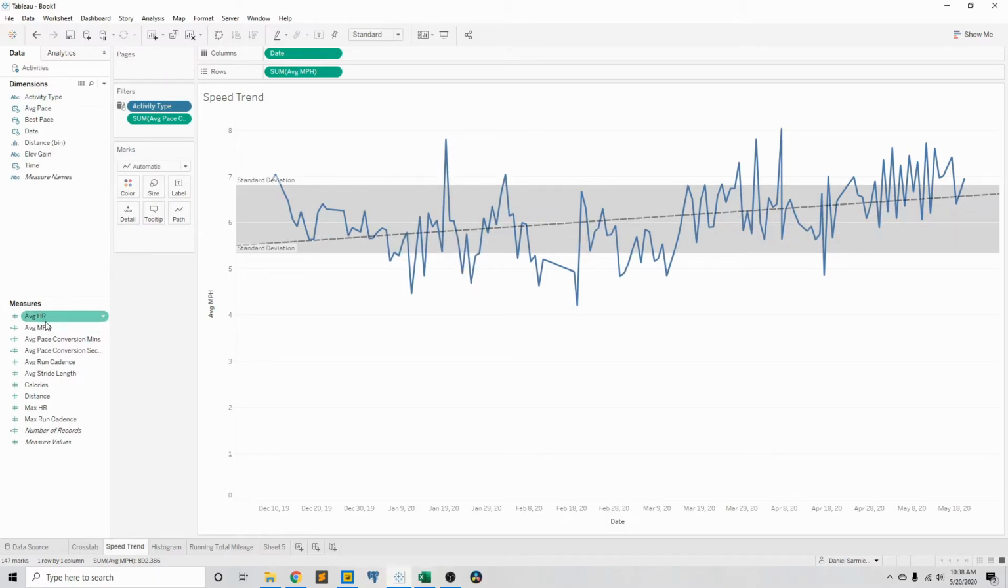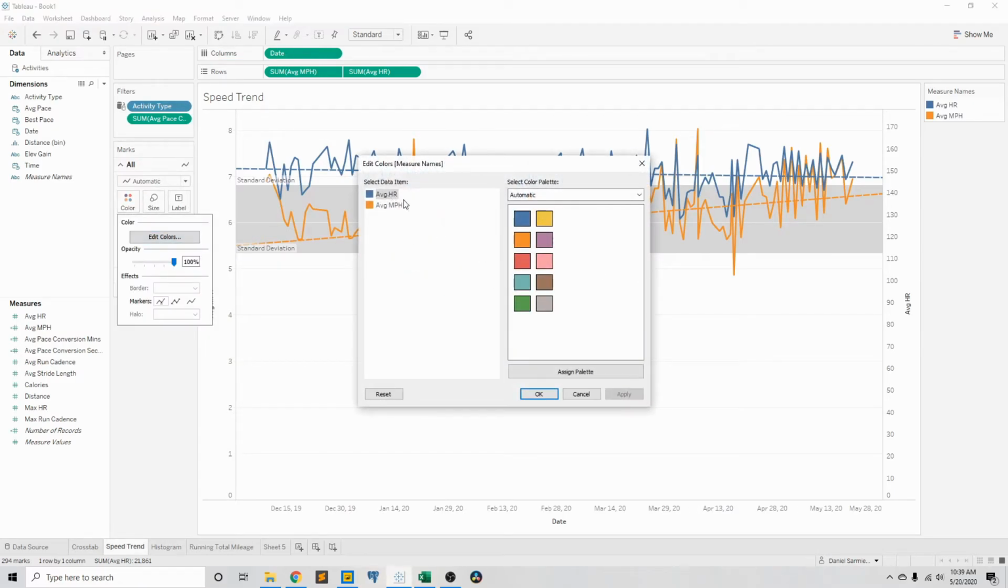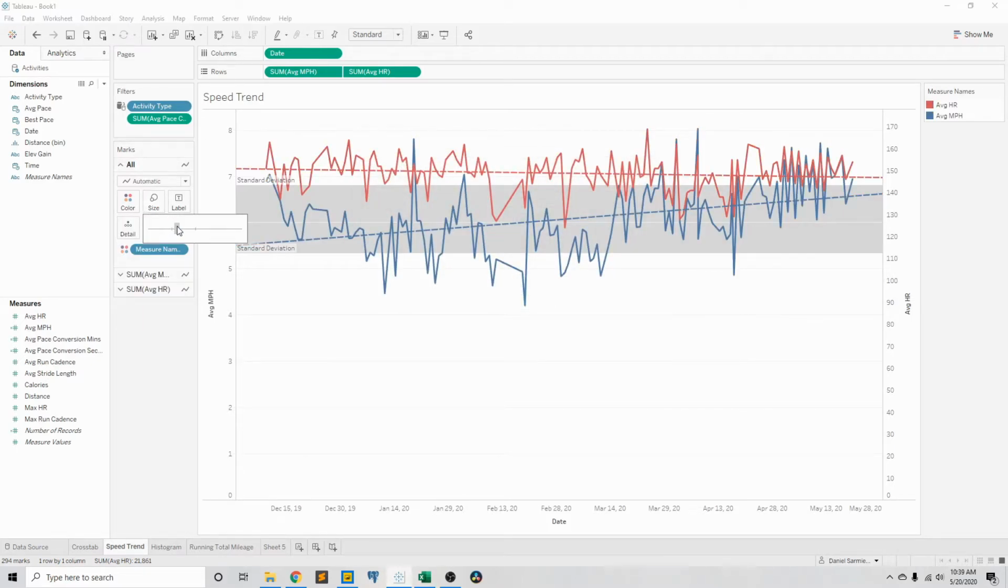So what I'm going to do is add my average heart rate over here as another axis. I'm going to update the colors so the heart rate is red and the miles per hour will be blue. These a little bit thicker. Okay, so here we are with the speed that's increased a lot, and this trend for the heart rate to be basically the same when my speed has increased means efficiency. So this is speed and HR trend.